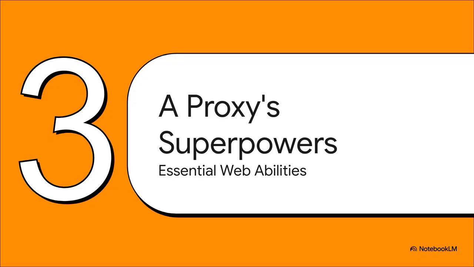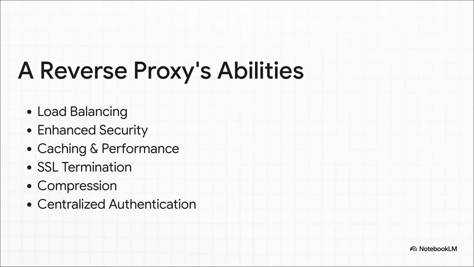Now, this whole setup isn't just for show. It gives the reverse proxy some incredible abilities, superpowers, really, that are absolutely essential for the modern web. Let's break down what those are. All right, these are the big ones. A reverse proxy can do load balancing to distribute traffic. It can provide enhanced security to shield servers from attacks. It can speed up performance by caching content. It can handle all the encryption and decryption, that's called SSL termination. It can compress data to make it faster. And it can even manage user logins from one central spot. Each of these is a huge deal.